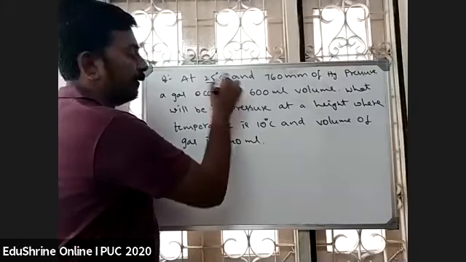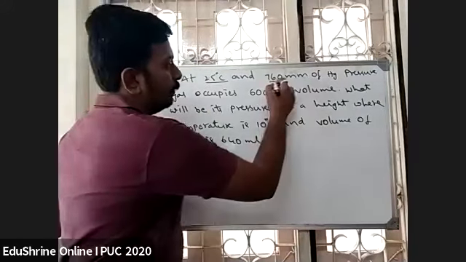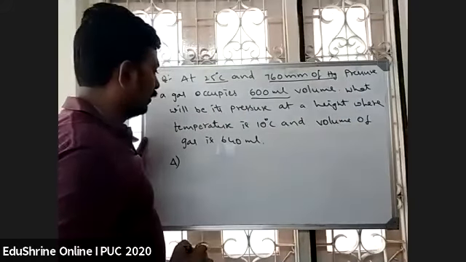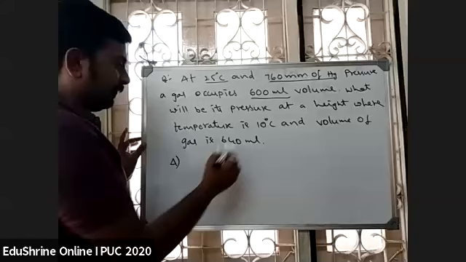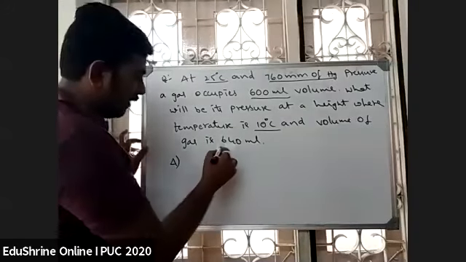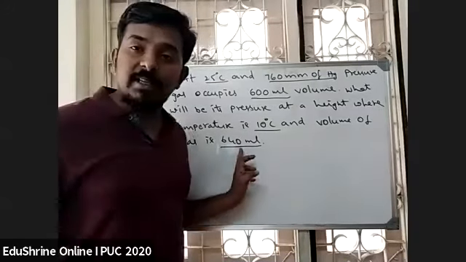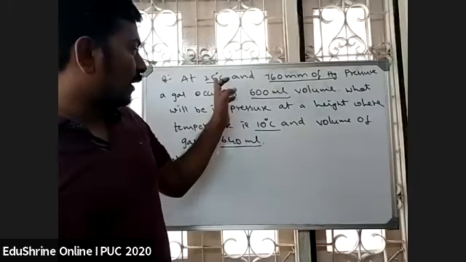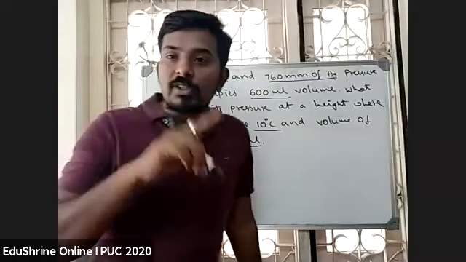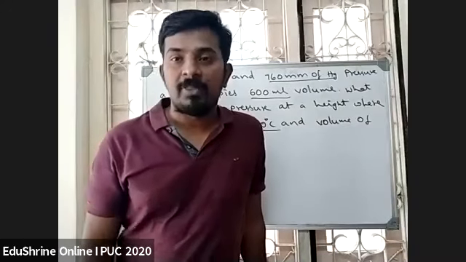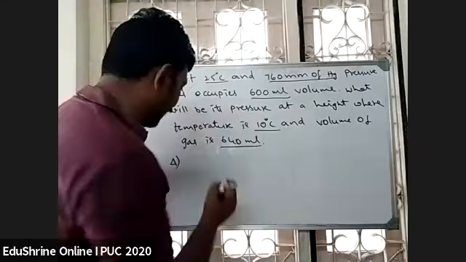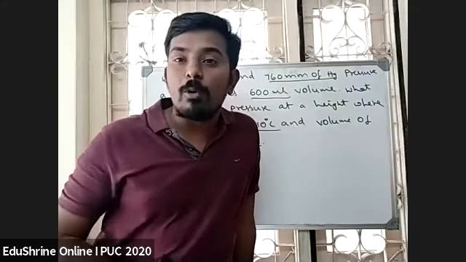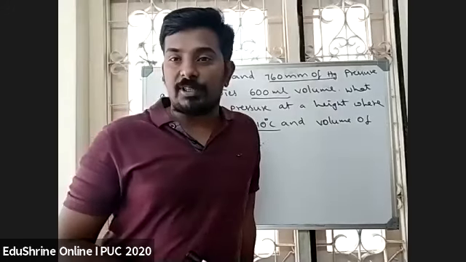See, when temperature is 25 degrees, pressure is 760 mm and the volume is 600. What will be its pressure when the temperature is 10 degrees centigrade and volume is 640 ml? So you can see there are two different pressures, two different volumes and two different temperatures. That means all the three parameters are varying. So when all the three parameters are varying, you need to use the formula P1 V1 by T1 is equal to P2 V2 by T2, equation of state.